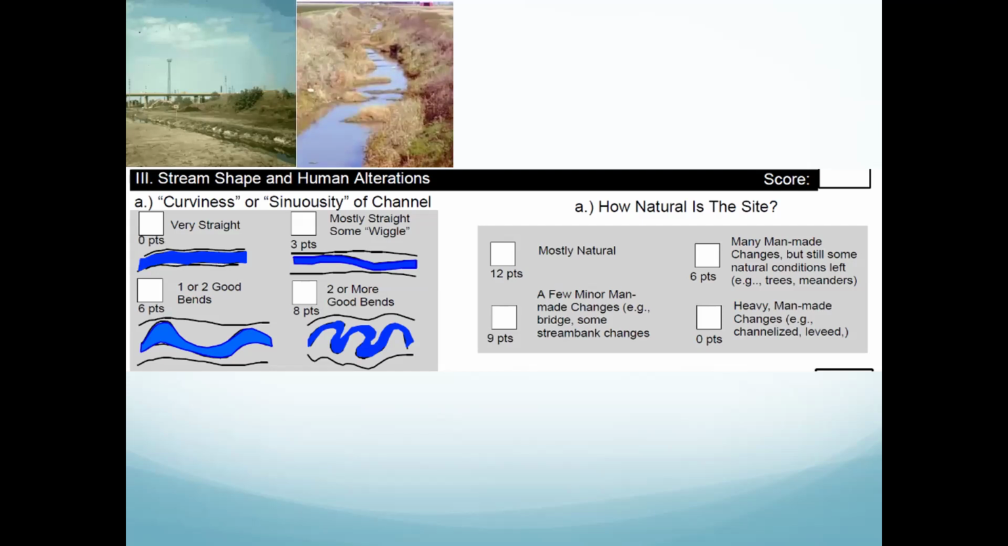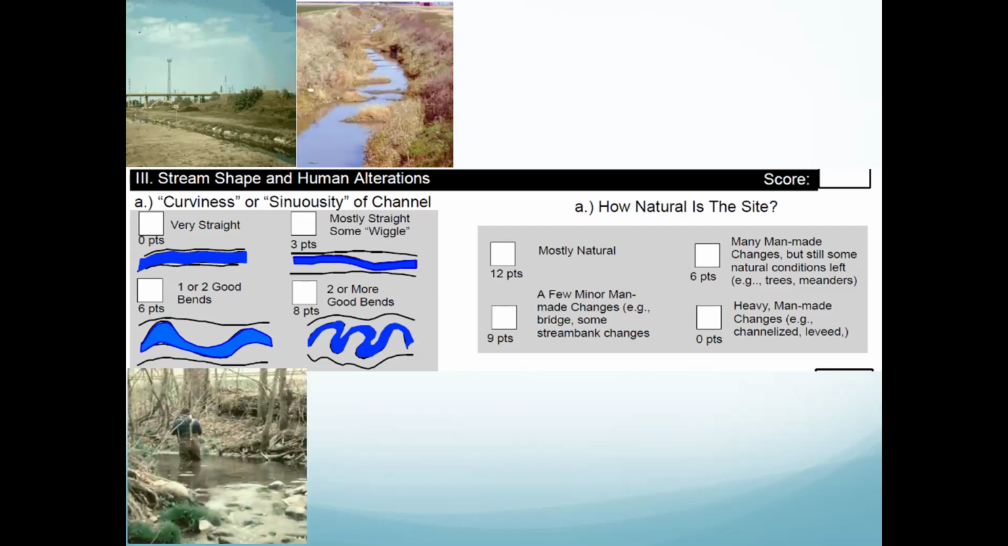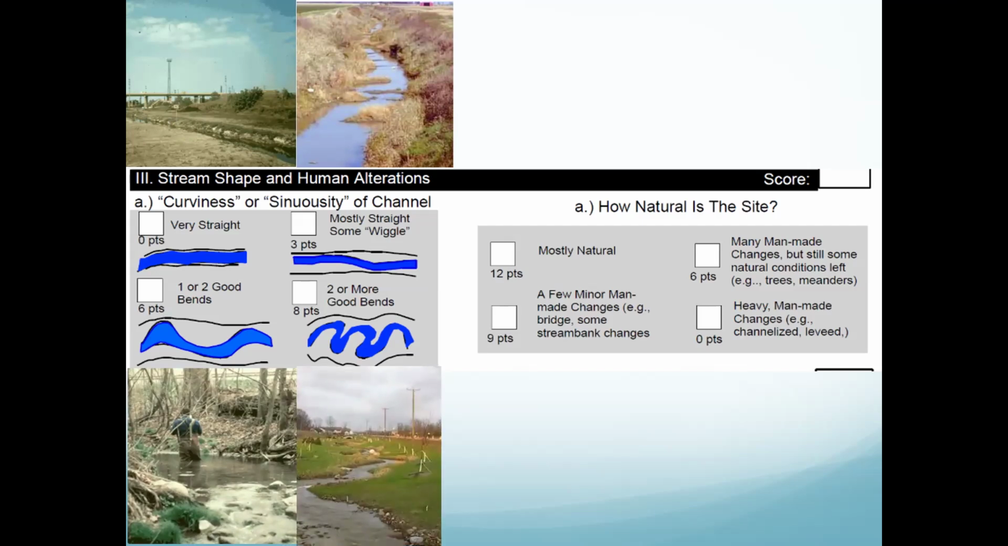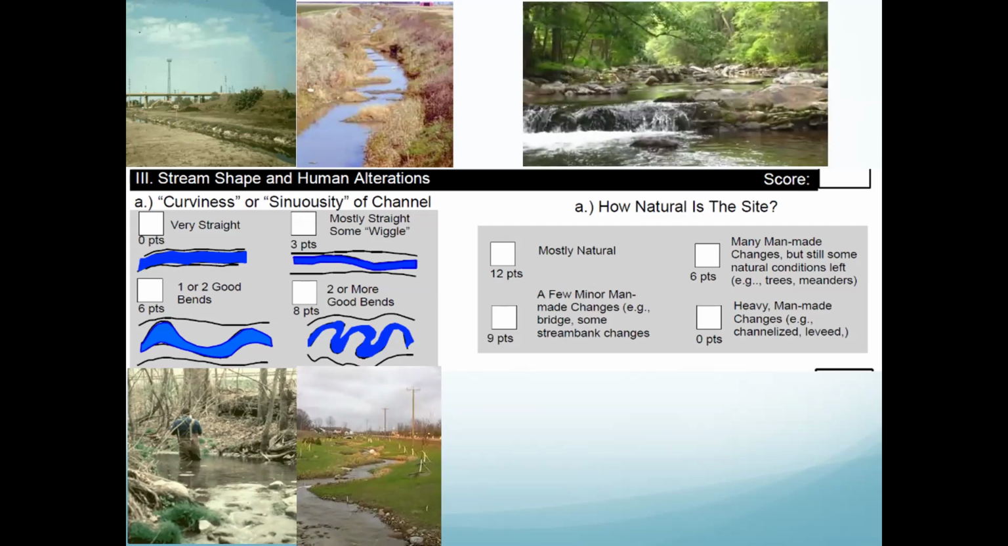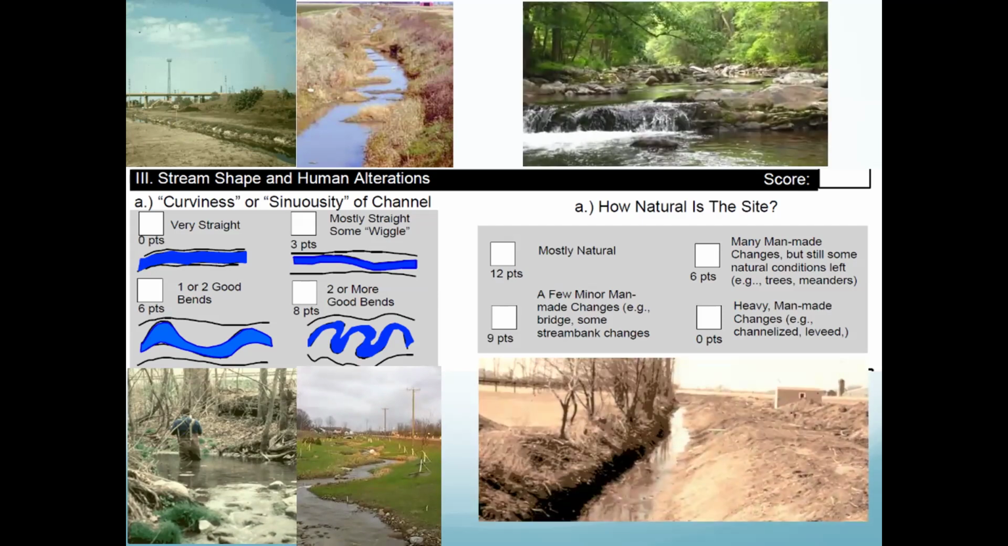Okay, so obviously a very channelized stream in the top left picture, a little bit of curve in the second. And so they're getting a little bit more natural there. And then we have, you know, pretty isolated from human influence on the top versus we've all seen these in the bottom right picture where it's not a natural stream at all. So kind of the extremes, and then there's some things in the middle.